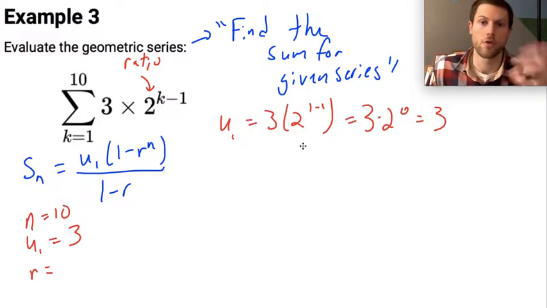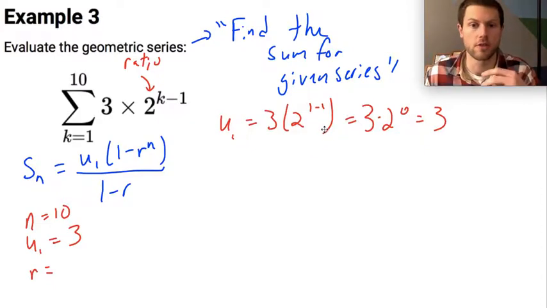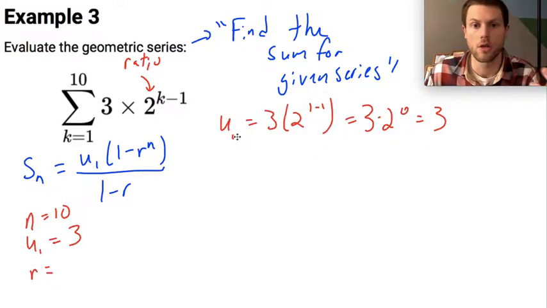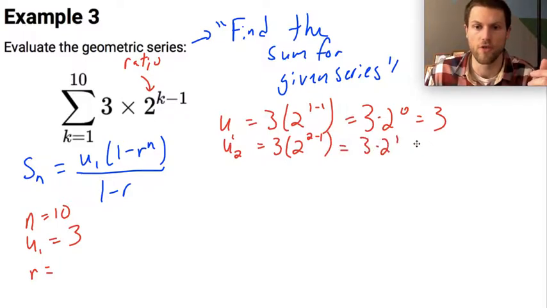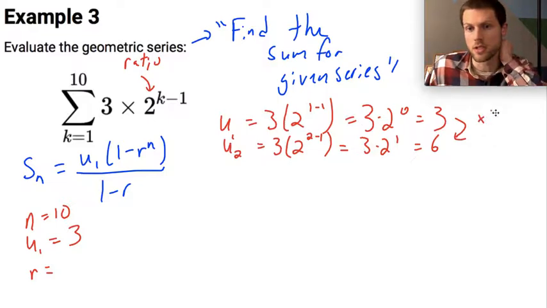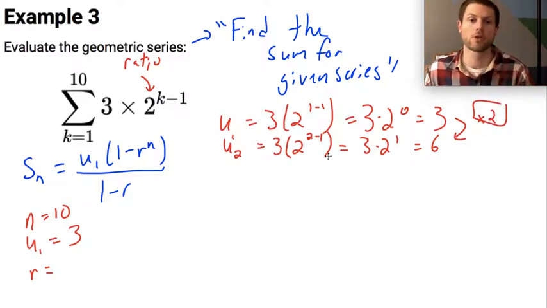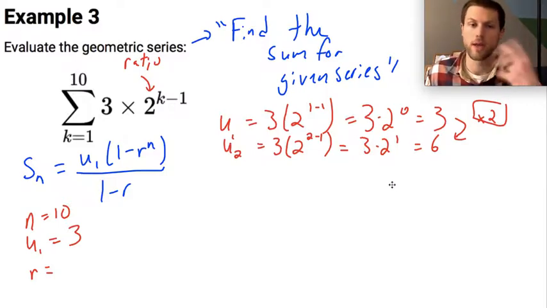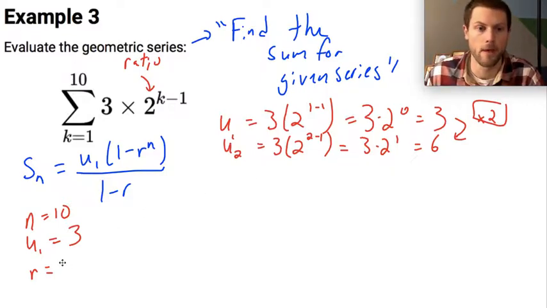Let's say you weren't sure, and you couldn't identify right away if this is what your ratio was. You could list out a couple of terms. u sub 2 is equal to 3 times 2 to the 2 minus 1 power, or 3 times 2 to the first, and that's going to equal 6. Hopefully you can see just between these two terms, there is a doubling going on. And again, if you weren't sure, you could take it out one more term, and you should get 12, and then you can see what that common ratio is. Nothing wrong with that. So my common ratio is positive 2.